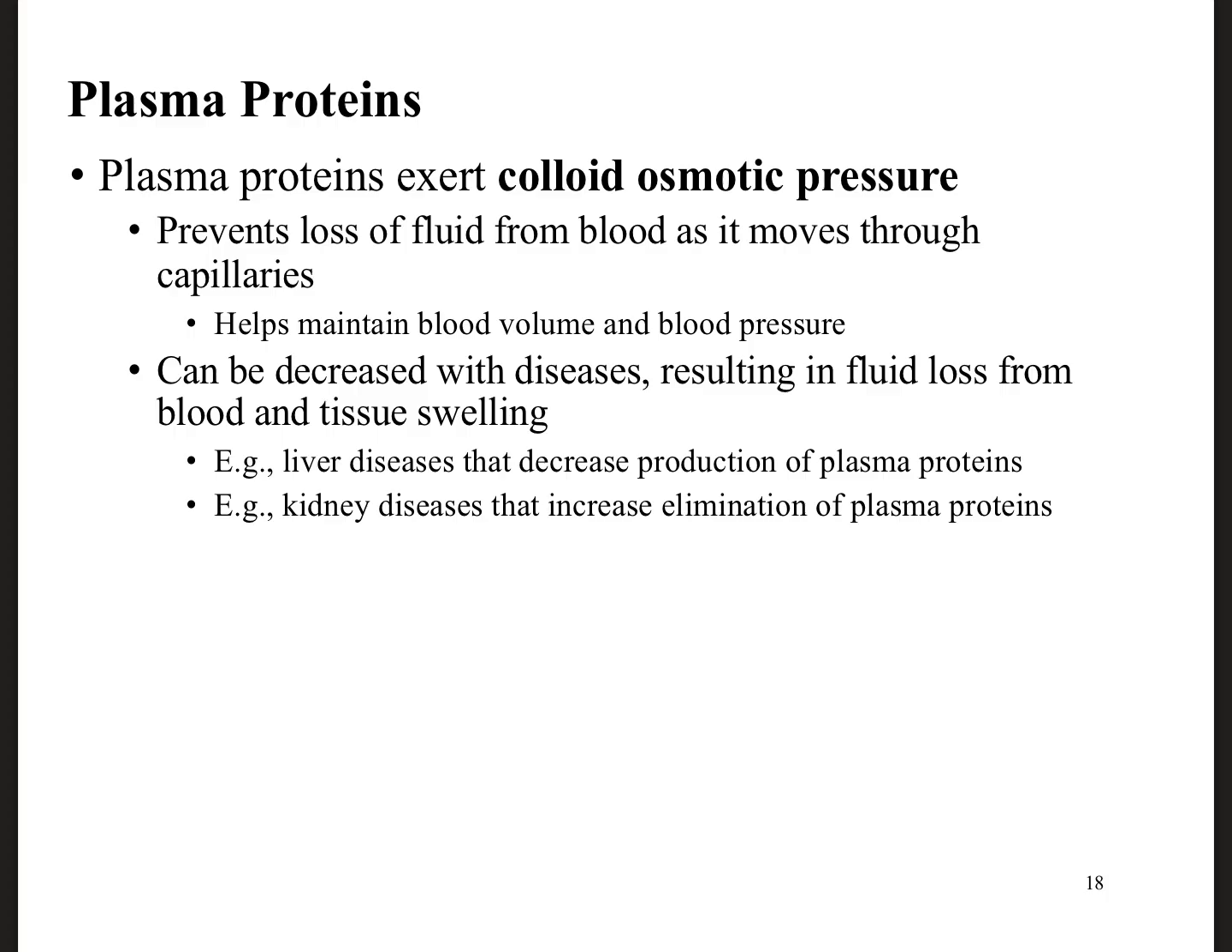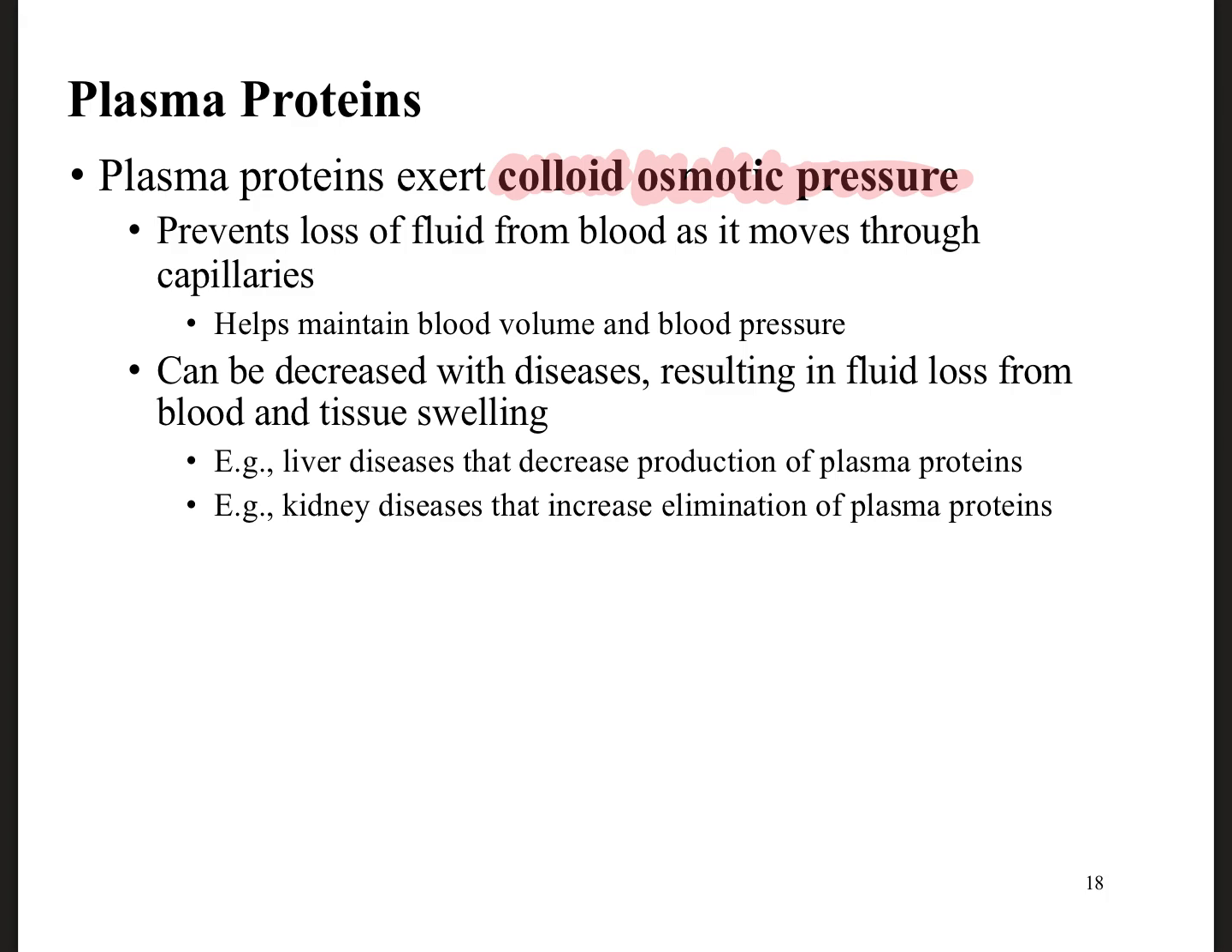So these proteins, like I said, exert what we call colloid osmotic pressure. All right, so the colloid, the dispersion of proteins, osmotic pressure, right? So that dispersion of proteins helps regulate the movement of fluid or water across the membrane, between the blood and the tissues. And that helps prevent the loss of fluid from the blood as it moves through the capillaries, right?